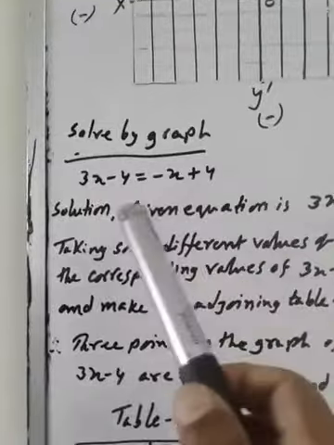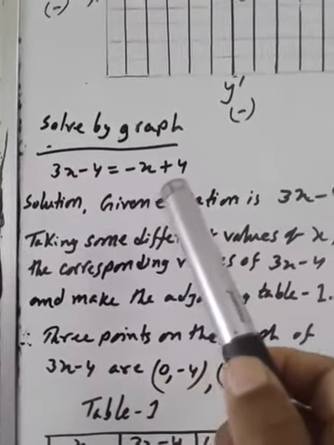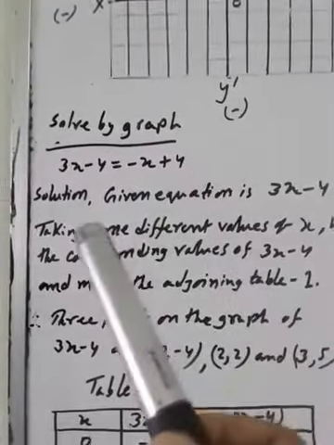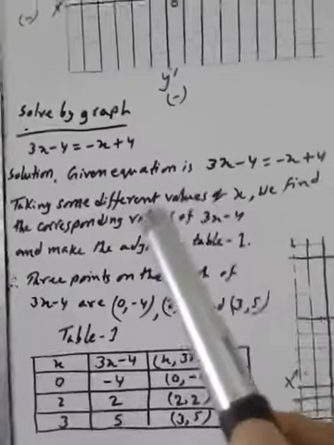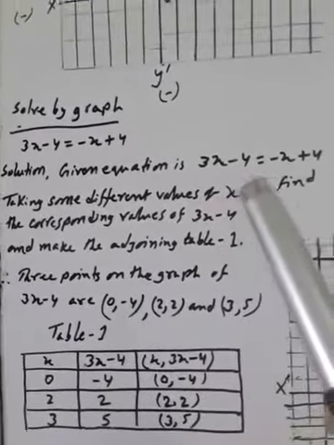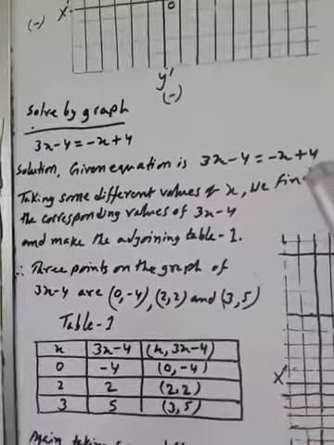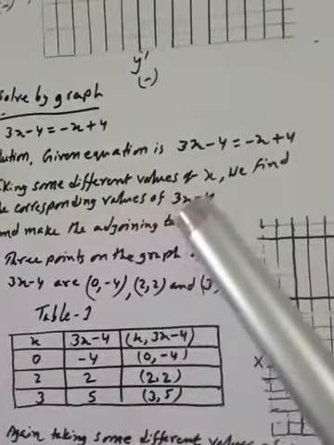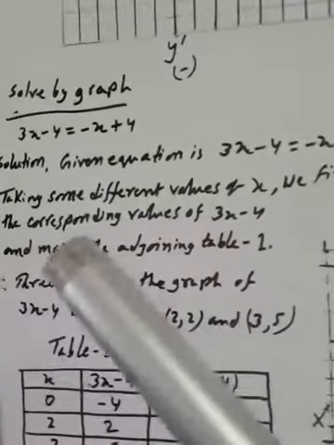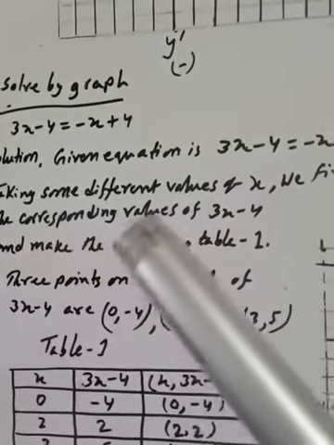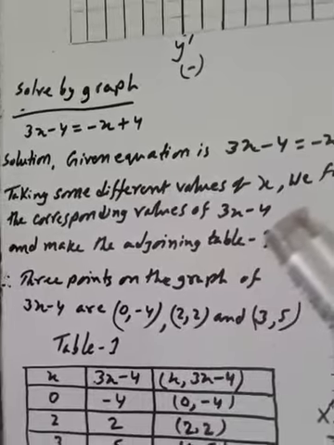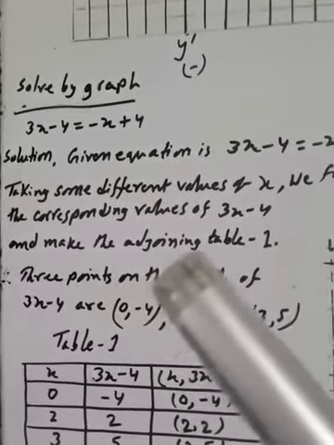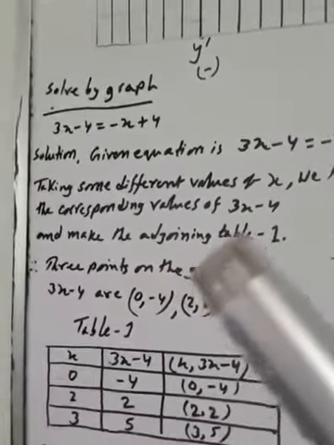Solve by graph 3x - 4 = -x + 4. Solution: The given equation is 3x - 4 = -x + 4. Taking some different values of x, we find the corresponding values of 3x - 4 and make the adjoining table 1.